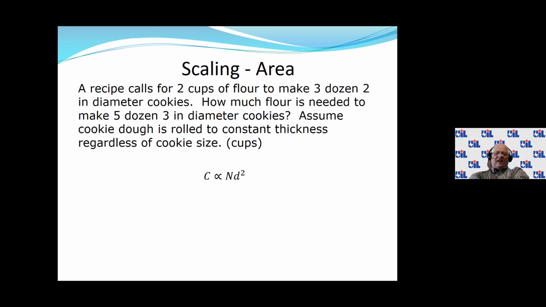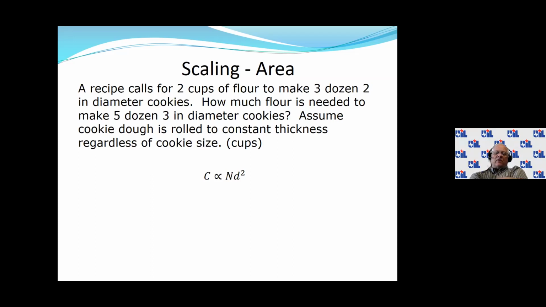I can effectively cancel the t out. If I were doing this problem where the cookies did not have a constant thickness, my equation would be the number of cups of flour is proportional to n times d cubed. But in this case, because the thickness is the same, d squared t is the volume of one cookie, and so I can cancel the t out. I don't need it in the proportionality.